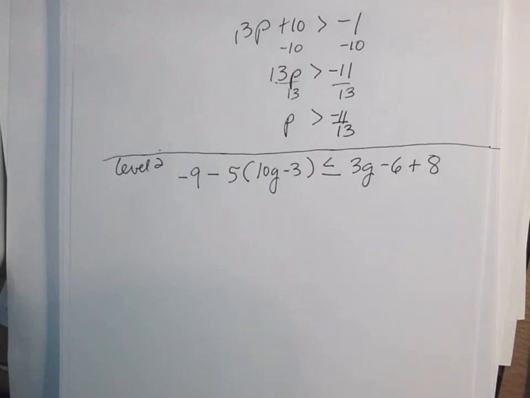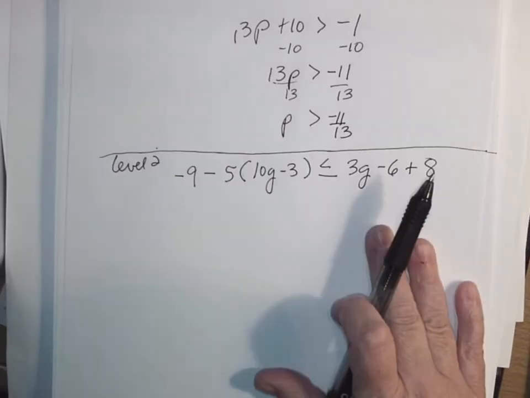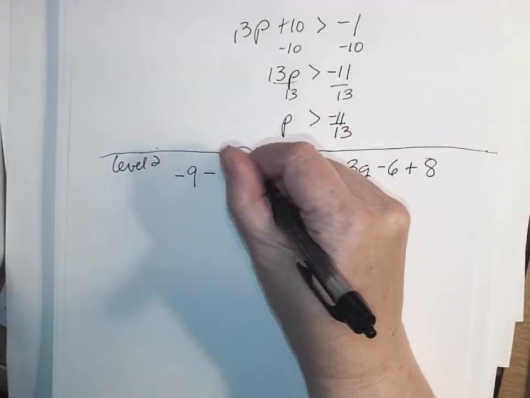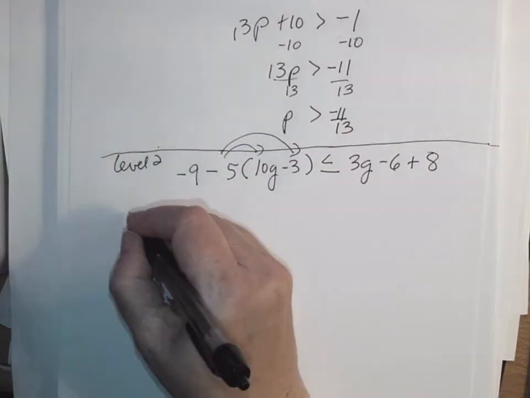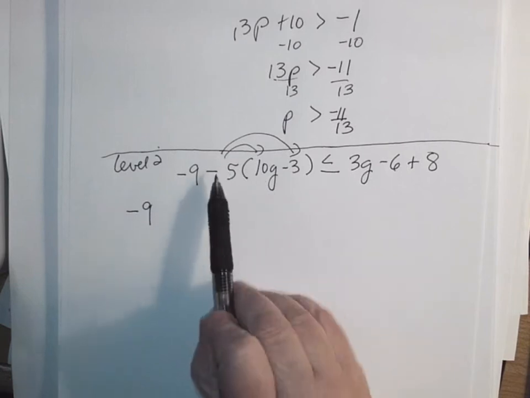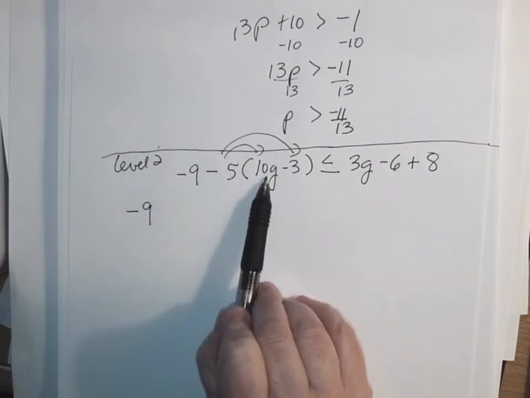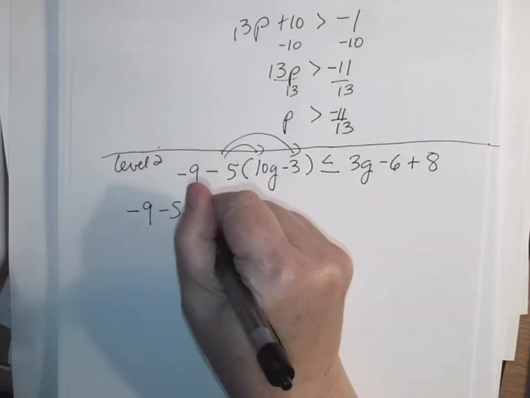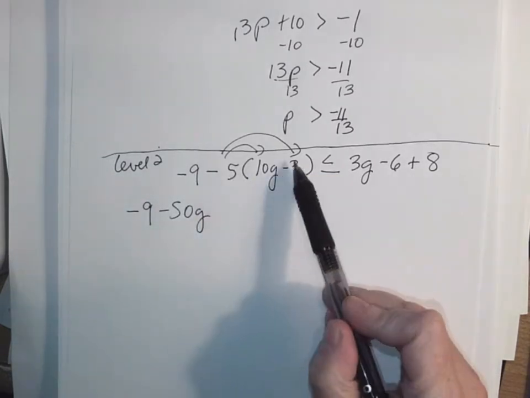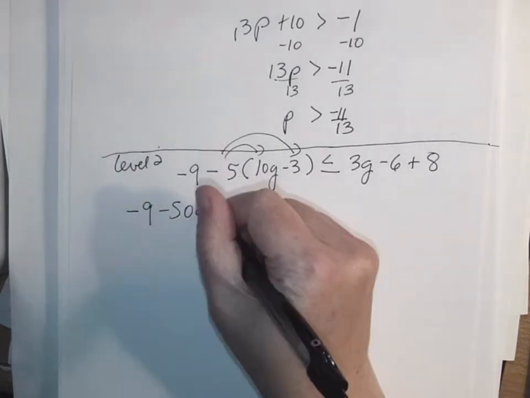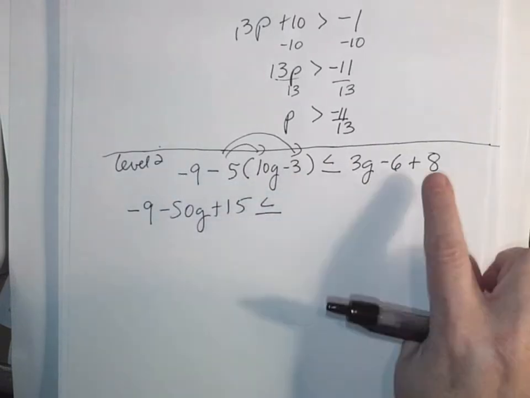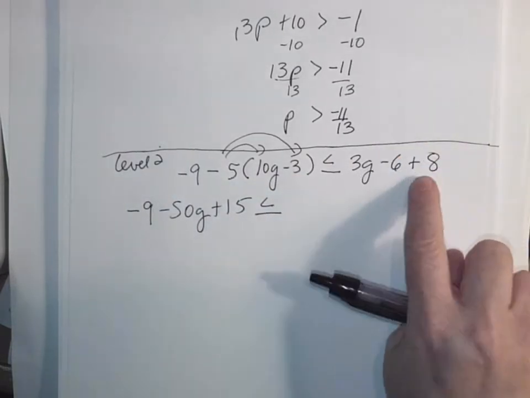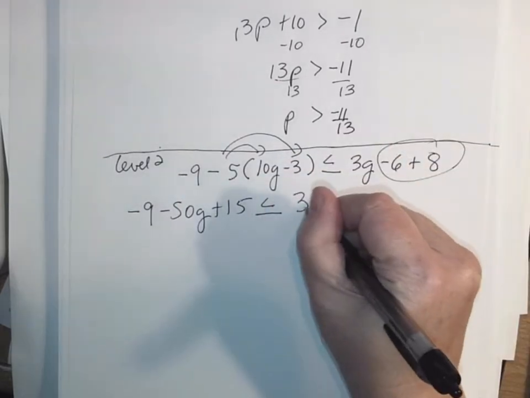So the thing on level 2 is there'll be distributive property, which you're going to have to do first before you can solve it. So let me do that. So a negative 9, and then I'm going to take a negative 5 times a 10g, negative 50g, and then a negative 5 times a negative 3 is a plus 15. And then it's less than or equal to, and I'm actually going to take the time to combine those two. Why not? If I'm doing some extra work in here, I might as well. So negative 6 plus 8 gets that to 2.